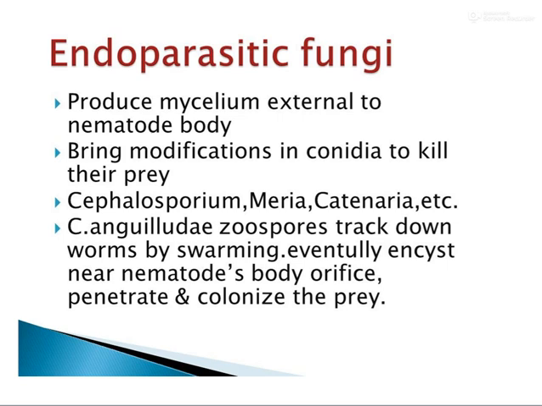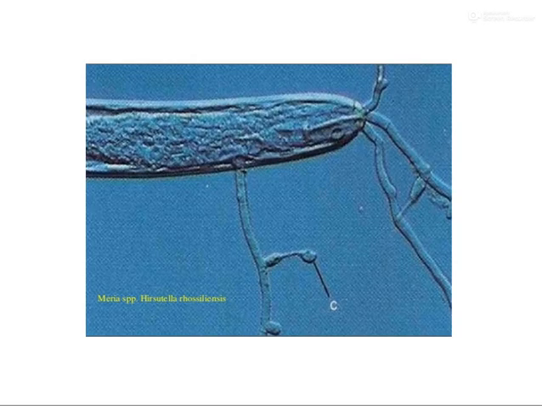So they produce some spores which will track down the worms, and they will swarm and eventually encyst the nematodes. These are the endoparasitic fungi which we have. These are some examples of it. The hyphae is penetrating into it and attacking it.